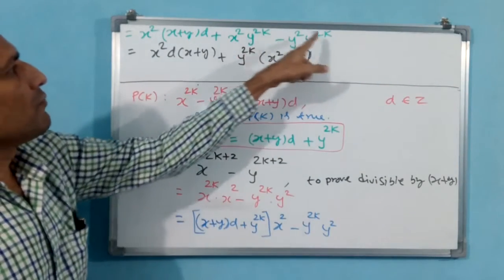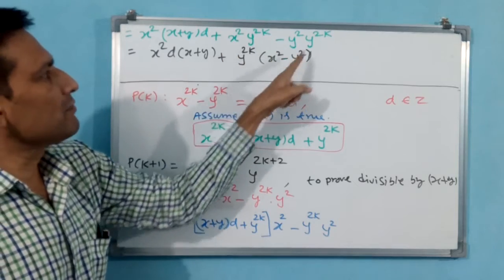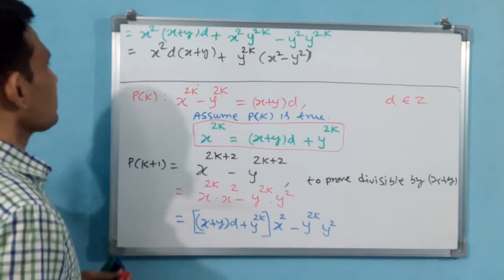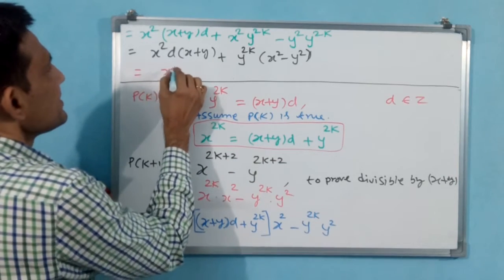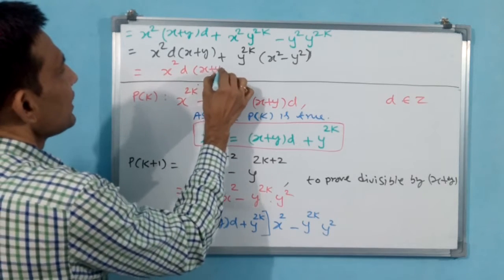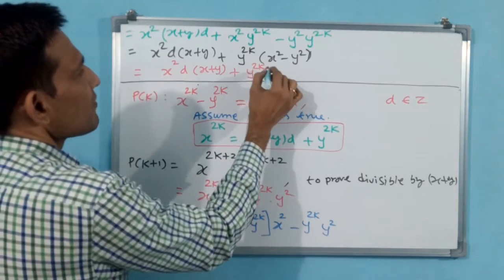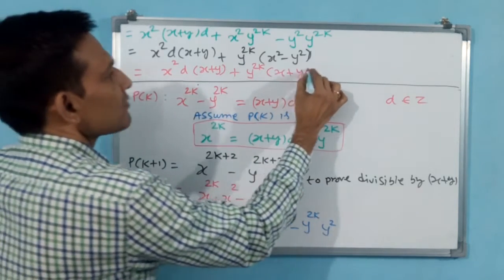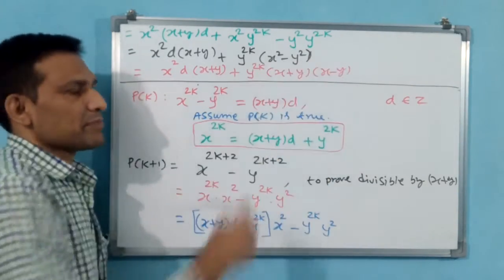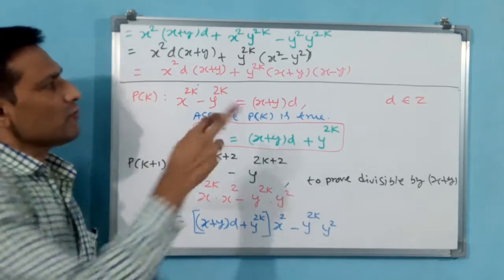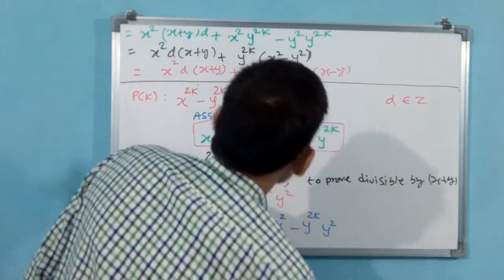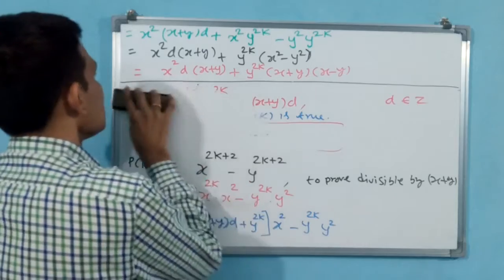You see, y to the power of 2k, y to the power of 2k common, I have taken x square minus y square. Now we can convert this. Now you see, that is equal to x square d into x plus y plus y to the power of 2k into x plus y into x minus y. Is it okay? Why? Because I have converted x square minus y square as x plus y into x minus y. Now if you observe, x plus y common is there. That's what we want. I am going to remove these two steps.